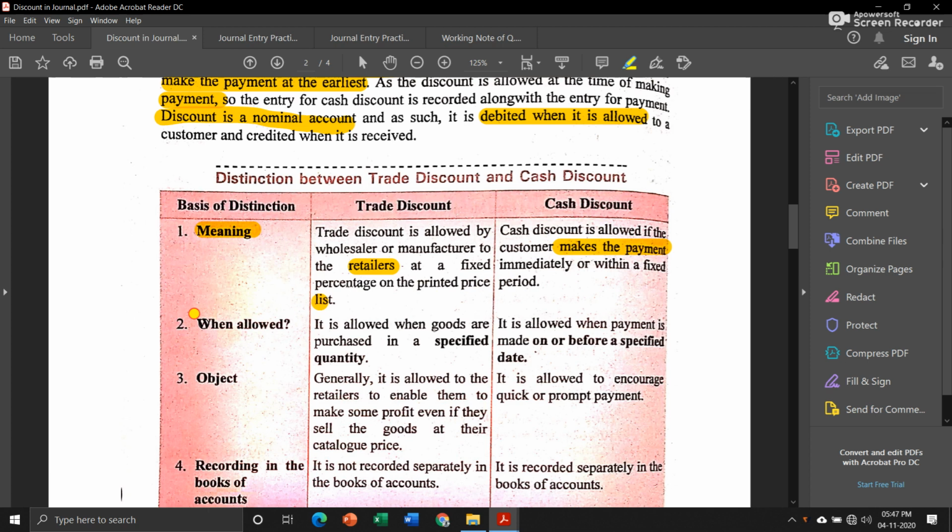Now, when is trade discount allowed? It is allowed on purchase of specified quantity, or you can say in large quantity. And cash discount is allowed when the buyer makes payment on or before specified date. Remember, in case of trade discount, it is specified quantity, and in cash discount it is specified time or date.